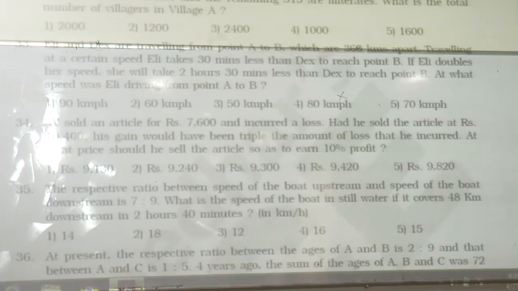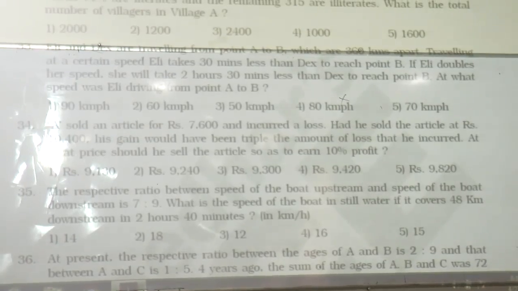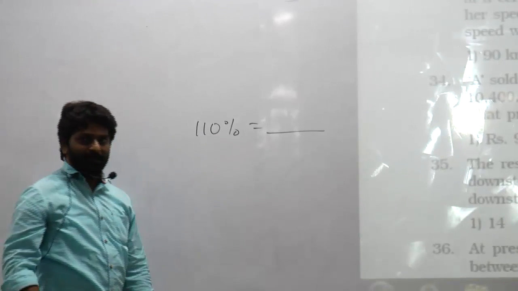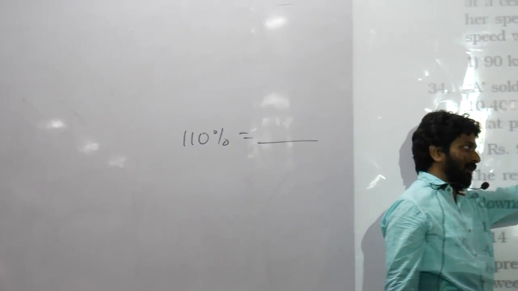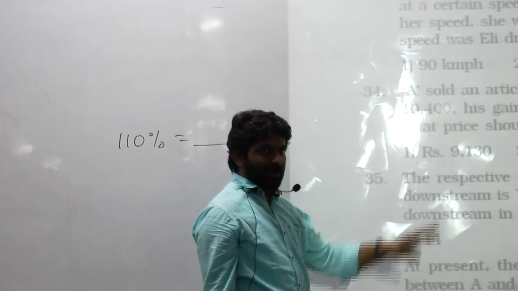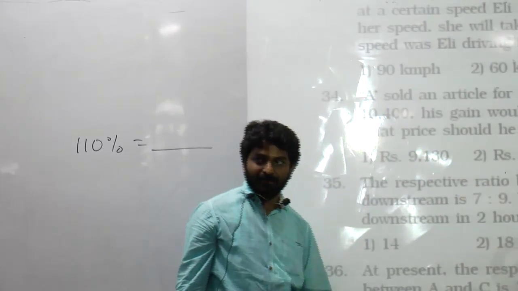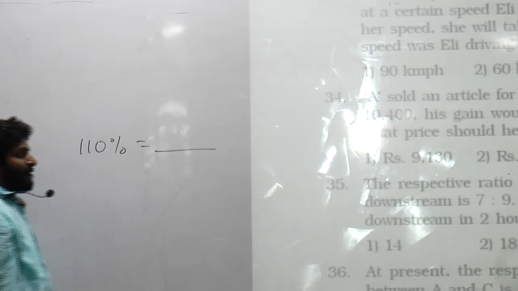See, when you are getting 10% profit, you are selling it for 110%. When you are getting 110%, the answer should be a multiple of 11. First option is a multiple of 11. Second option is also a multiple of 11. Remaining 3 are not multiples of 11. So the answer can be either the first or second answer. Now let's see.